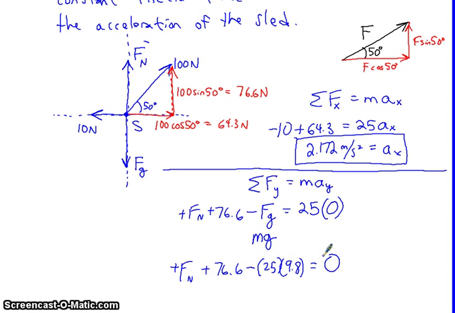This side of the equation is 0, and so we can get our answer. The normal force is equal to, well, 25 times 9.8 is 245, and then we're going to subtract 76.6 from that. So the final answer here is 168.4 newtons. What's happening here is the fact that the person is pulling slightly upward on the rope. That means that the floor doesn't have to support the box as much. And so the normal force is 168.4 newtons, which is less than the weight. The weight is 25 times 9.8, or 245 newtons.